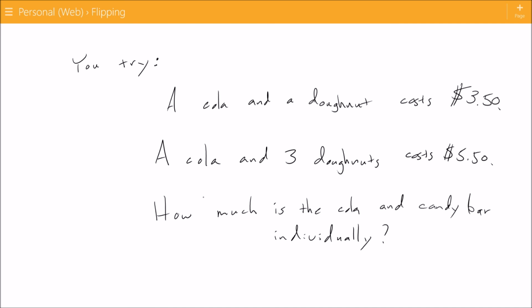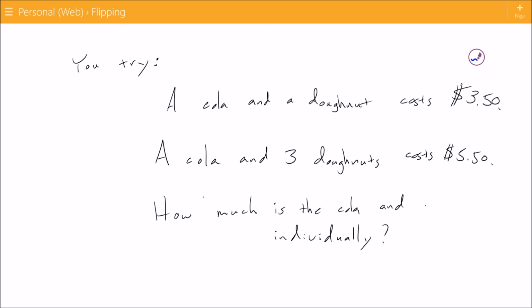Similar situation, but a little bit different. A cola and a donut, which I'm sure is a lovely combination of flavors right there. Yeah, picture that for a moment. A cola and a donut cost $3.50. A cola and 3 donuts cost $5.50. How much is the cola and, whoops, my apologies, not candy bar, donut.